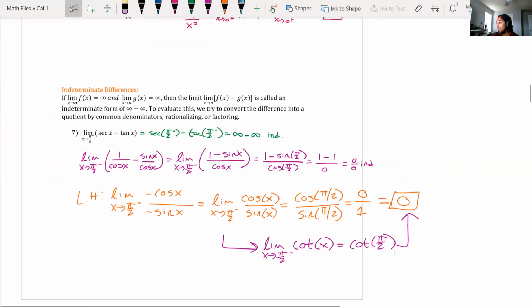Okay. Any questions on that? So if you have an indeterminate difference, try to put it together by common denominators, rationalizing, factoring, whatever you need to do to put it as one term. Okay. All good? All right.